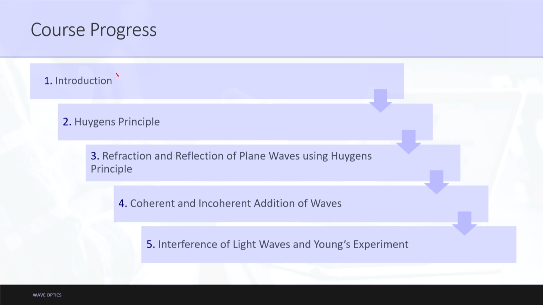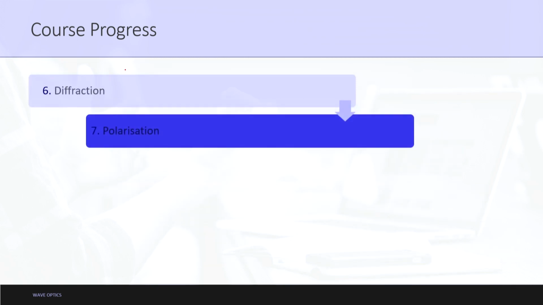So the introduction concept is done, then the Huygens principle about the wavefront concept is done, then the refraction and the reflection laws of light waves were proved using the Huygens principle. Then the coherent and the incoherent addition of waves, we understood the concept of intensity, when it is maximum, when it is minimum. Then the Doppler effect was also understood in this concept only. Then next was interference of light waves in Young's experiment, in which we understood how the interference patterns are observed, what is a dark fringe, what is a bright fringe, etc. And finally we understood diffraction.